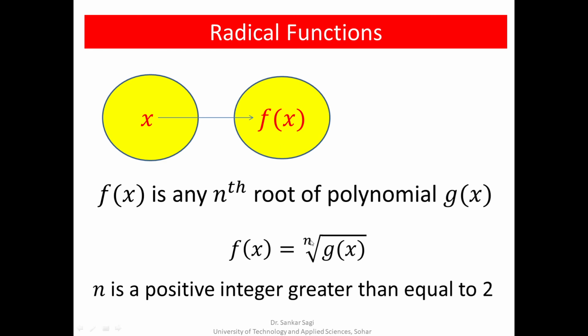If n is equal to 2, it is called the square root, if n is equal to 3, it is called the cube root, and if n is equal to 4, it is the fourth root, and so on. So whenever the image f(x) is of the form nth root of g(x), where g(x) is any polynomial under the nth root, then it is called a radical function. So radical functions are always of the type f(x) equal to the nth root of some x terms within the root.